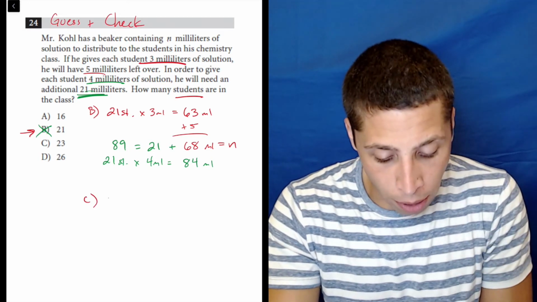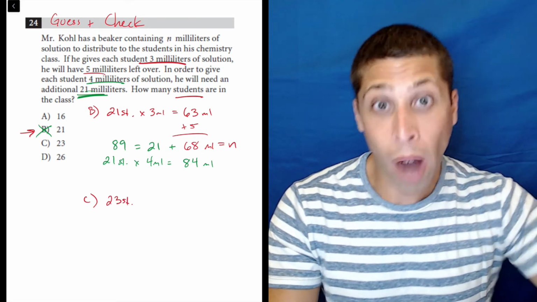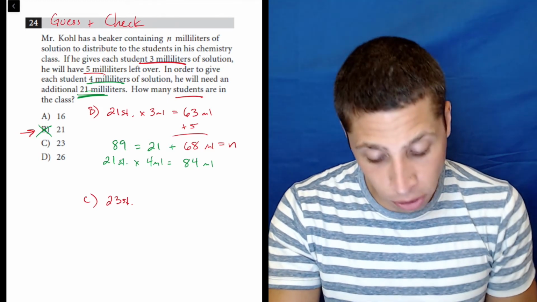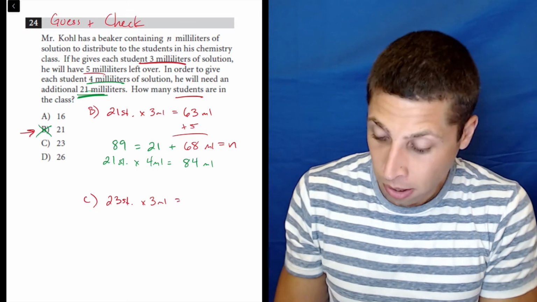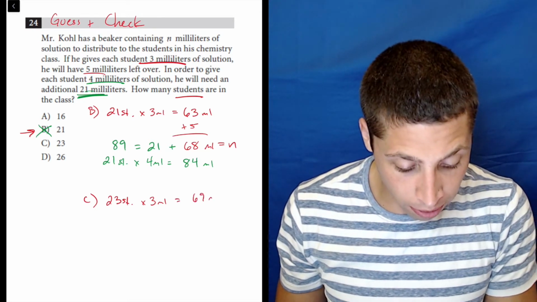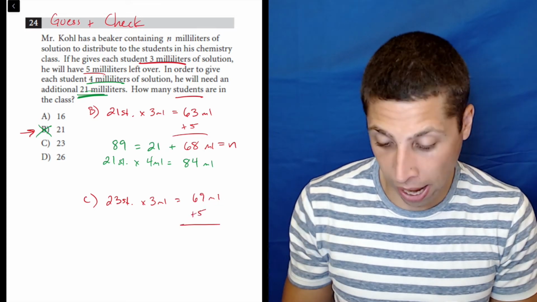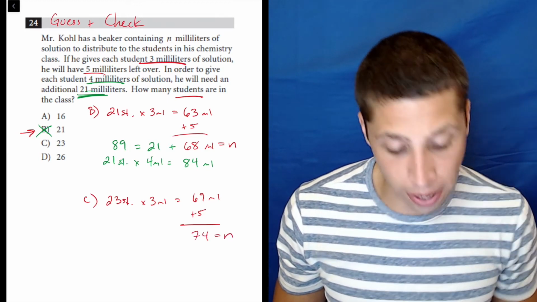So let's try it. Now, the good thing about guess and check as well is even when we're wrong, we're right because we found the process that we're going to need. So I'm going to still do the same thing. 23 students times the 3 milliliters. 23 times 3 is 69 milliliters. Plus the 5 extra that we're supposed to have is 74. And that's the value of n.